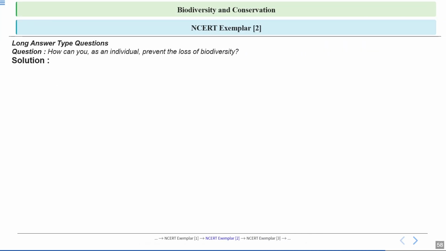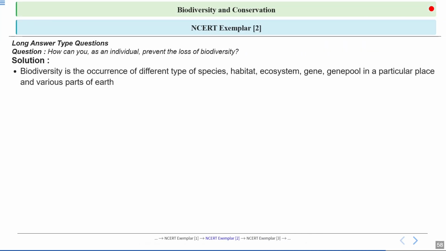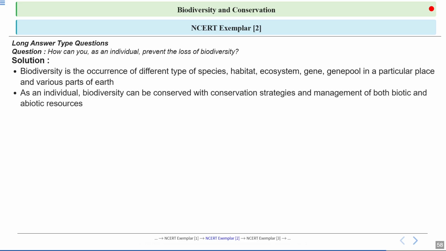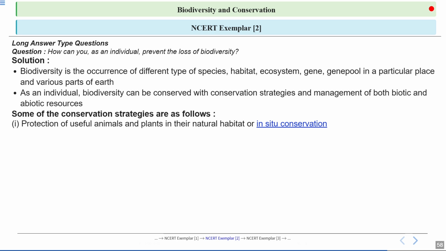Let's have a look at the answer. So biodiversity, as we know, is the variety of life forms on earth. Biodiversity is the occurrence of different types of species, habitats or ecosystems, or gene pool in a particular place and various parts of the earth. Biodiversity can be protected by using special plans and managing both living and non-living resources wisely, which helps keep different species and their environment safe. Some of the conservation strategies are as follows.